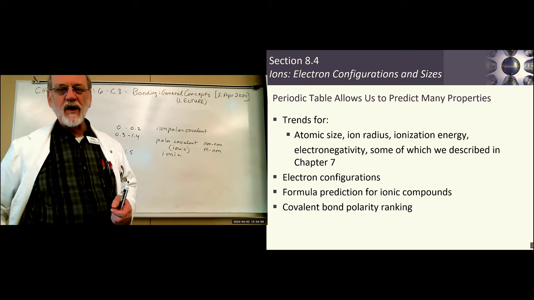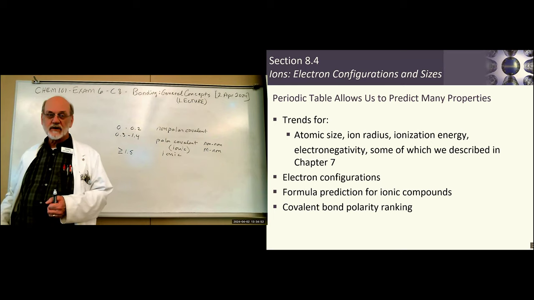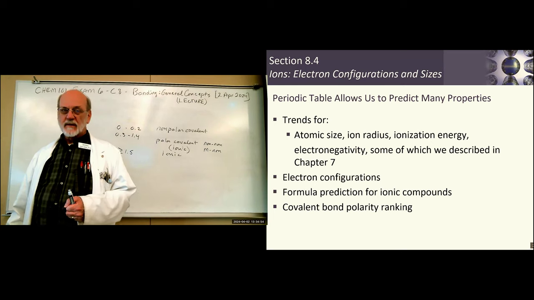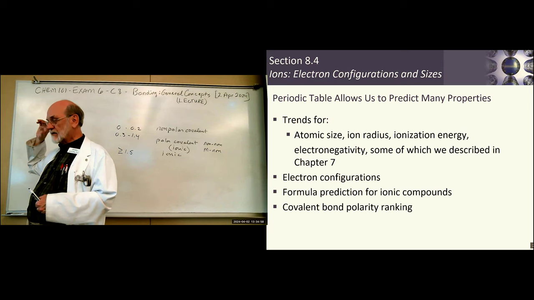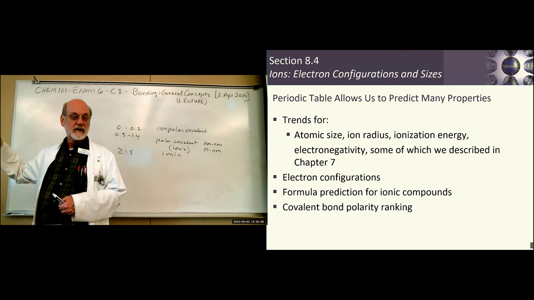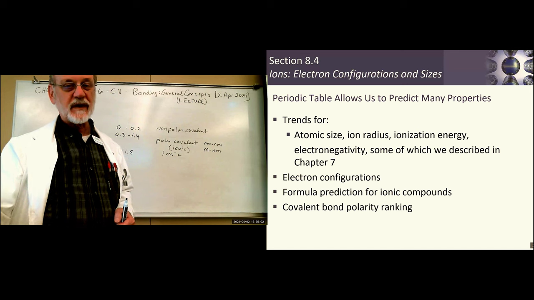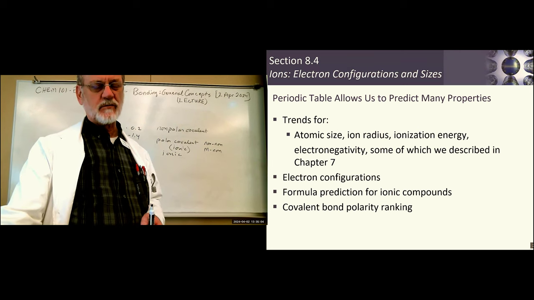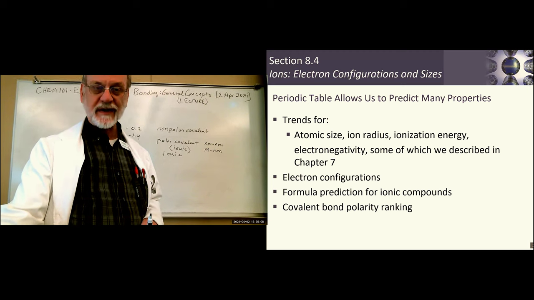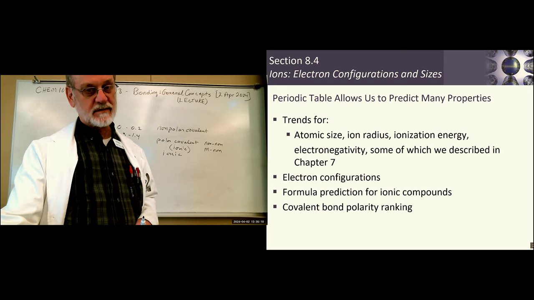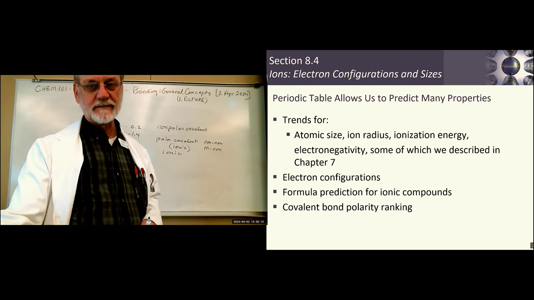But the ion radius is another tricky one because it depends on the ion that's formed and the neutral atom from which it's formed. All right, so we're not going to spend a lot of time on that one because it really is trouble. Sometimes you can predict and sometimes you can't.